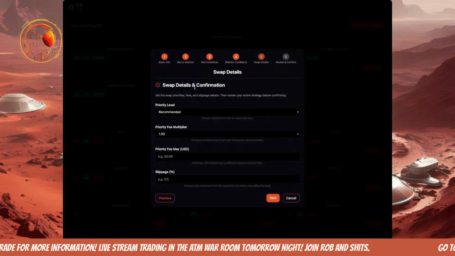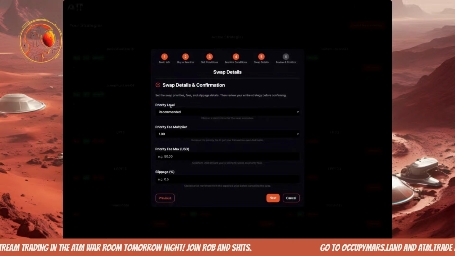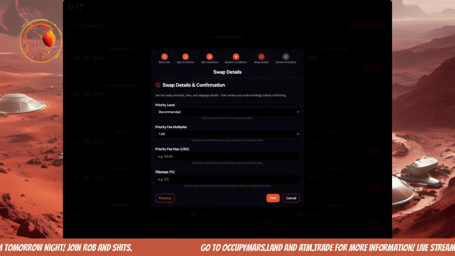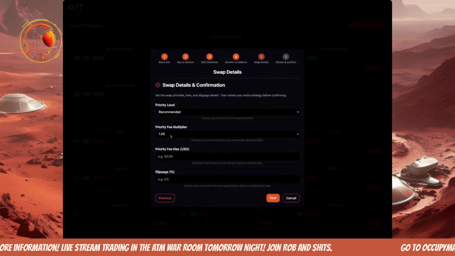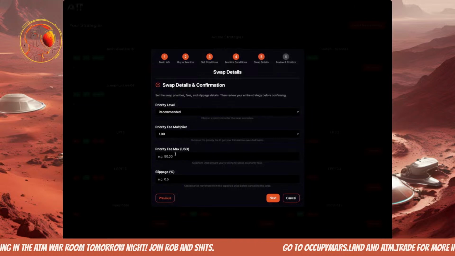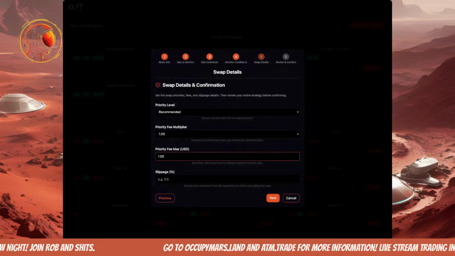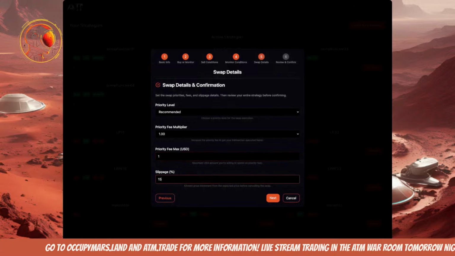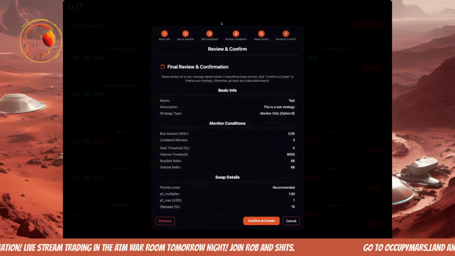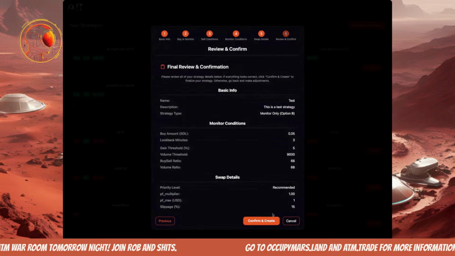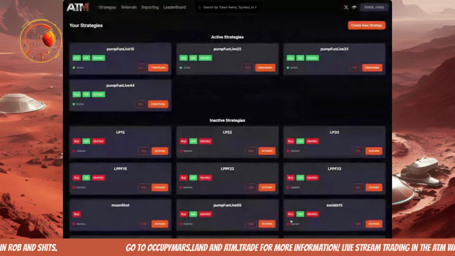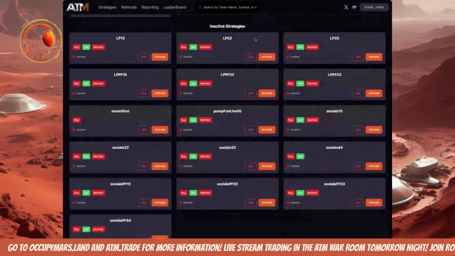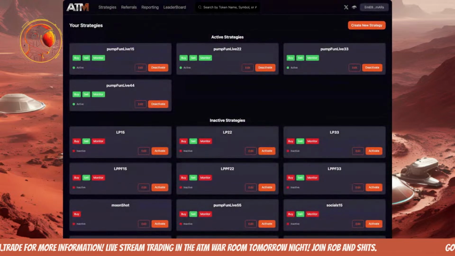But swap details, basically, this is just your swap, your priority level, how fast you want your transactions to go through. I'm a fan of recommended. Recommended is basically medium times, plus 5%. So I always just leave on recommended with no multiplier on the fee. I do like to set $1 as a max priority fee, and usually set my slippage around 15 or so. Once you get all that set, you can review and confirm and put it into motion. I'm not going to fire this one up because I basically have a strategy just like this that's already running. But that's just a walkthrough on the strategy itself.